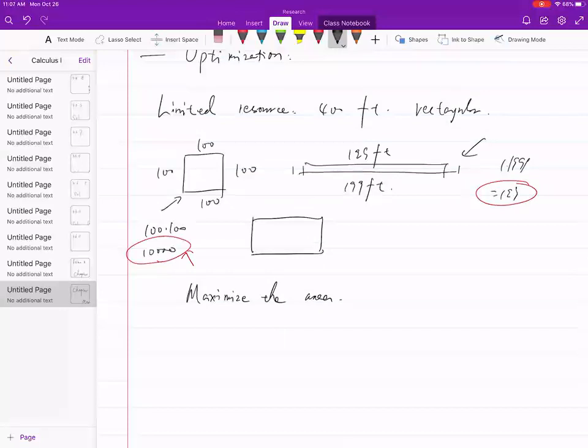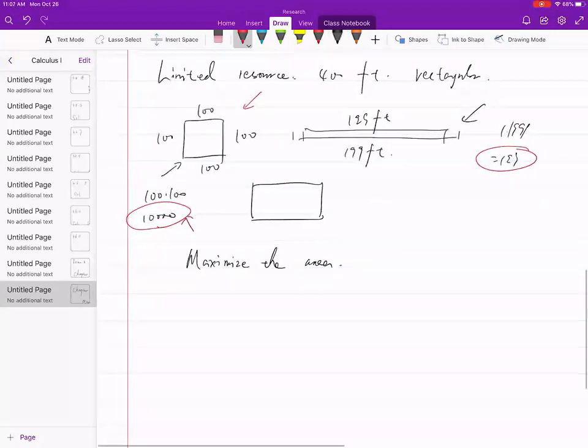By the way, what do you think will be the best way to fence a rectangular thing? The square is always the best. Sounds good? Later we will show why this is true, which is pretty easy to think about.